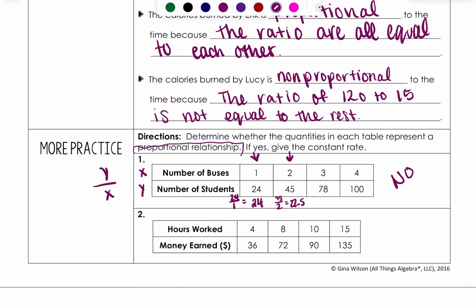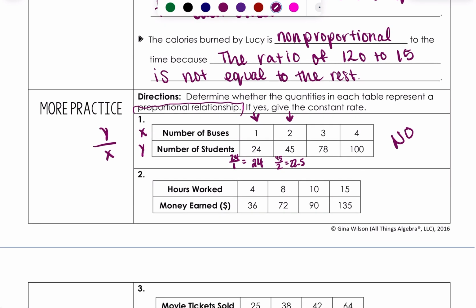Moving on to number 2. Hours worked, which is your x, and money earned, which is your y. Okay, x is at the top, y is always at the bottom when you have horizontal tables. So we're going to divide just like we did before. We have y over x, which is 36 divided by 4. 36 divided by 4 is 9. Moving on to our second column. Your y is 72. Your x is 8. 72 divided by 8 is also 9.